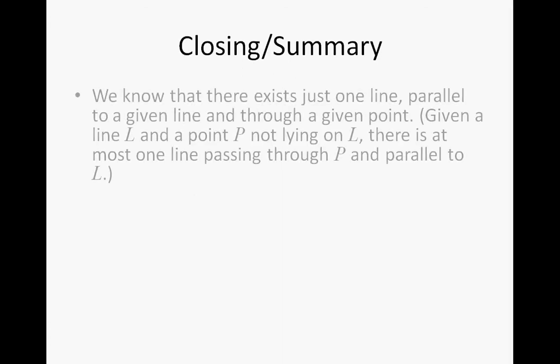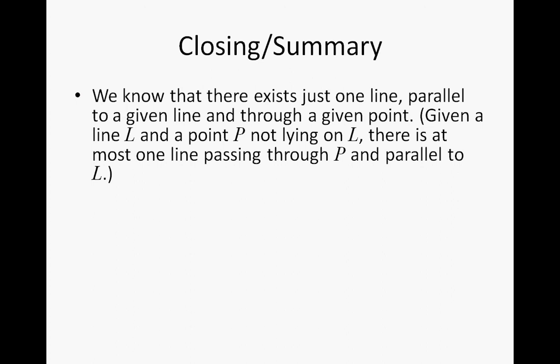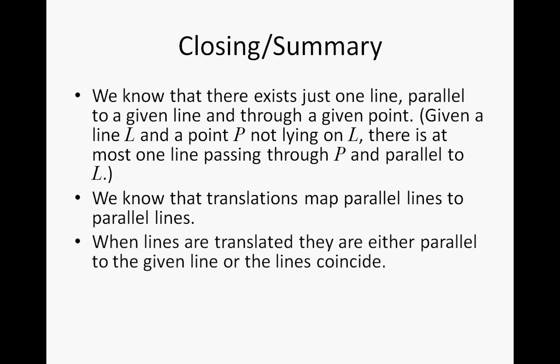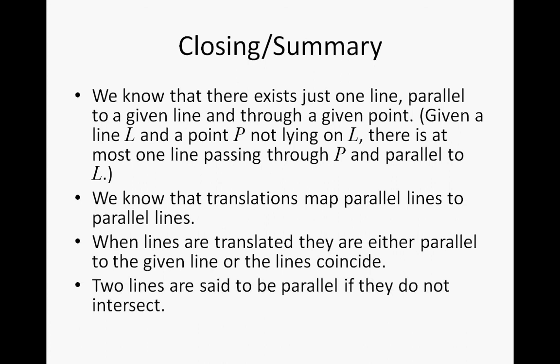All right, so for our closing, we know that there exists just one line parallel to a given line and through a given point. Given a line L and a point P not lying on L, there is at most one line passing through P and parallel to L. We know that translations map parallel lines to parallel lines. When lines are translated, they are either parallel to a given line or the lines coincide. Remember what coincide means, that they are on top of each other. Two lines are said to be parallel if they do not intersect.